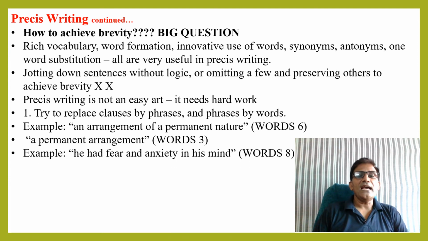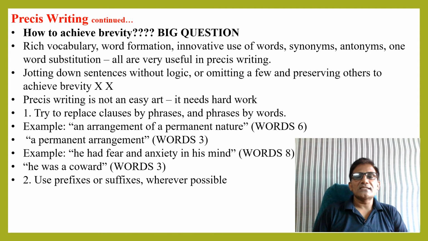Another example, he had fear and anxiety in his mind. Here are 8 words in this expression, and when we change it, we can say he was a coward. One who has fear and anxiety in mind is a coward. This is one word substitution. So we can say he was a coward. And see, the number of words went from 8 to 3.